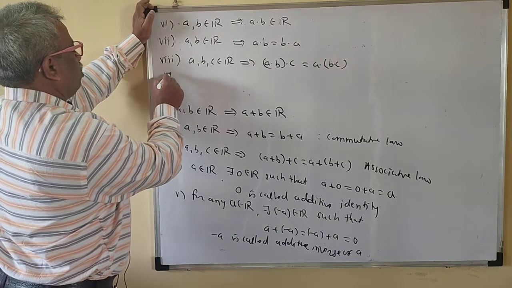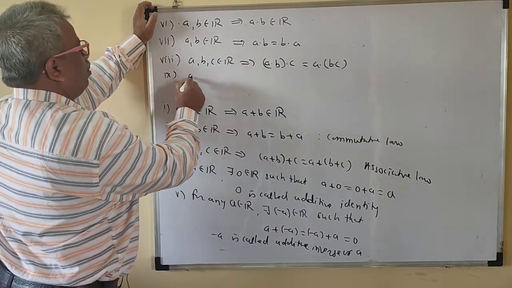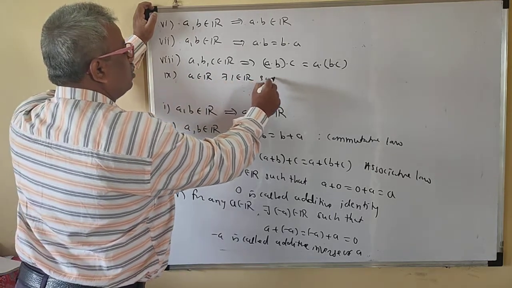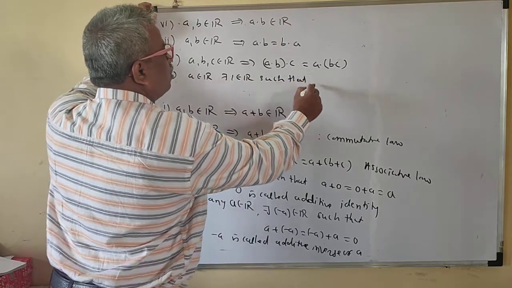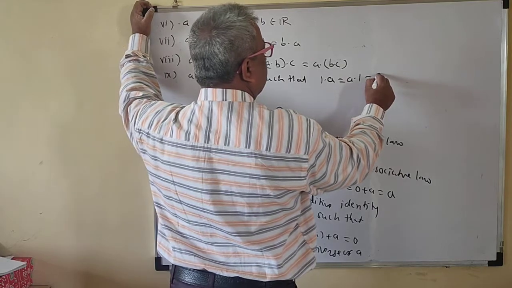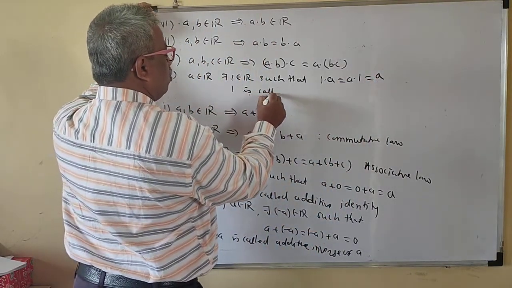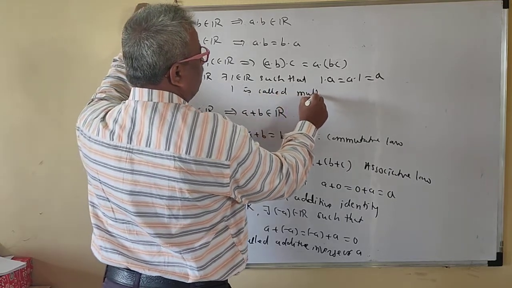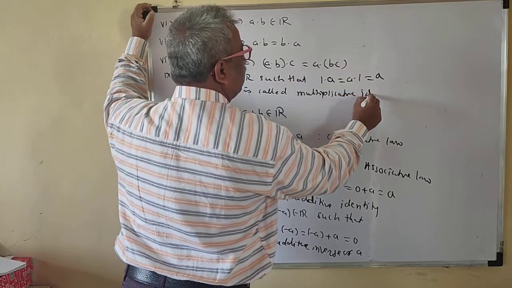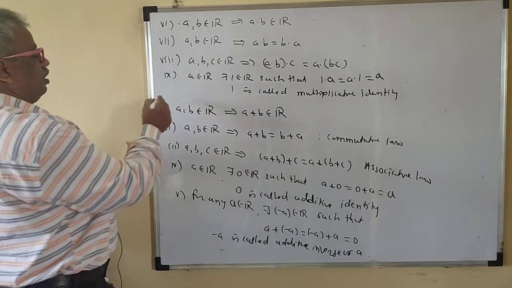Then this: for a belongs to R, there exists 1 belongs to R such that 1 into a is equal to a into 1 is equal to a. Okay. So 1 is called the multiplicative identity.